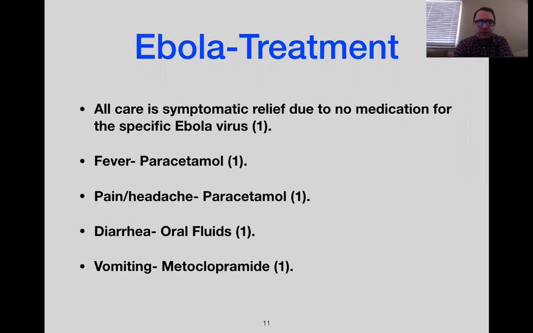The treatment for Ebola, unfortunately, like I said before, there is no medication that actually goes at the virus, so all care is going to be symptomatic or just standard care. There won't be any actual treatment for the virus. So for fever, pain, and headache, you can use paracetamol or something like acetaminophen. You can use fluids for diarrhea, and you can use metoclopramide for vomiting.